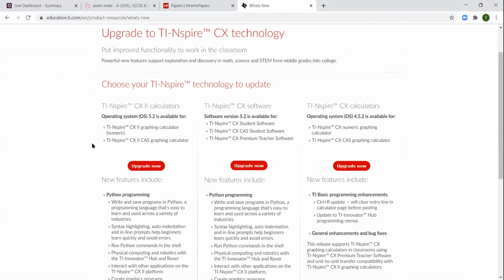Here you can update all the calculators of TI Inspire CX. You can also update the CX model, the old model, to the latest operating system. Yes, it does not have the Python coding in it, but still some bugs are being removed and some updates are there. You can see there are some updates for Innovator Hub programming menus. Okay, so those who have the older version of the calculator can also upgrade their operating system to 4.5.2.